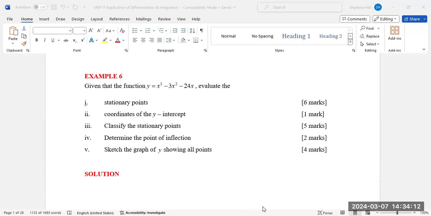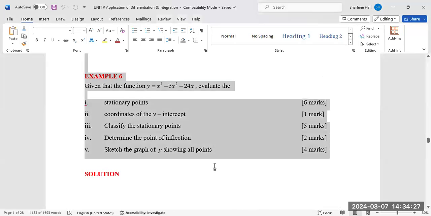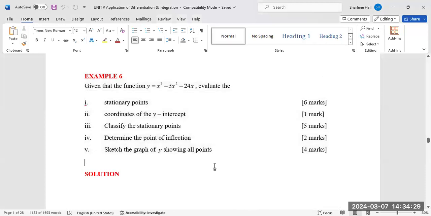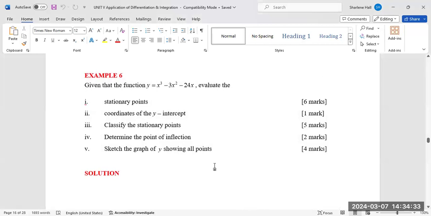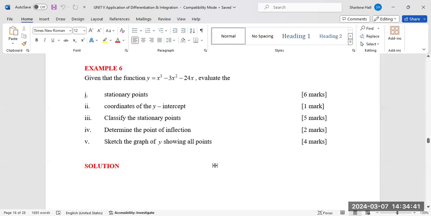Hold on there, boys. That is not what you guys told me a while ago. We have a problem. That's the question. Can you confirm that it's x cubed minus 3x squared minus 24x? Yes, sir.